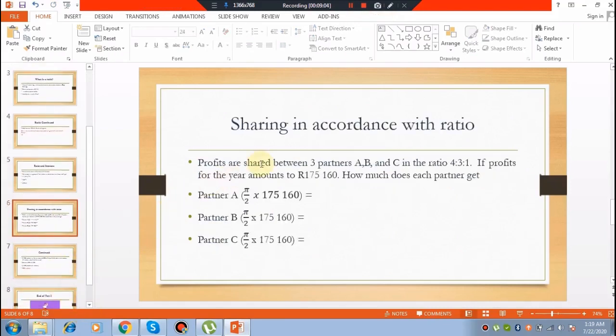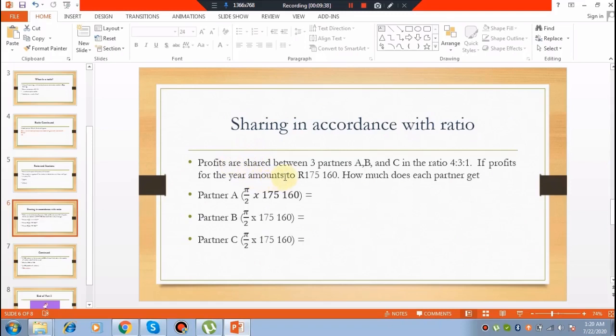On the next concept now, sharing in accordance to the ratio. So I've taken an example. Like I said, mostly when I'm recording these videos or making notes for you guys, I will always make reference to your textbook. So if you check your textbook, you're going to see an example that is similar to this one, but I just twisted it a bit just to change my characters and stuff.